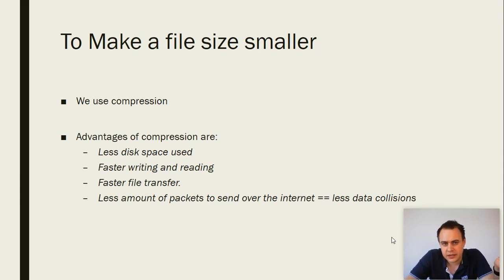Also, because you're sending it across the internet, there's less amount of packets to send, and therefore there's going to be less data collisions. Now, a data collision is basically when two packets of data collide and go corrupt. You don't want data collisions because then you're going to have to resend packets, which makes it much slower. So the less amount of packets you send, the less chance you have of a data collision, therefore it can send faster as well. So there's loads of advantages to compression. I need you to remember all of them, if you can.